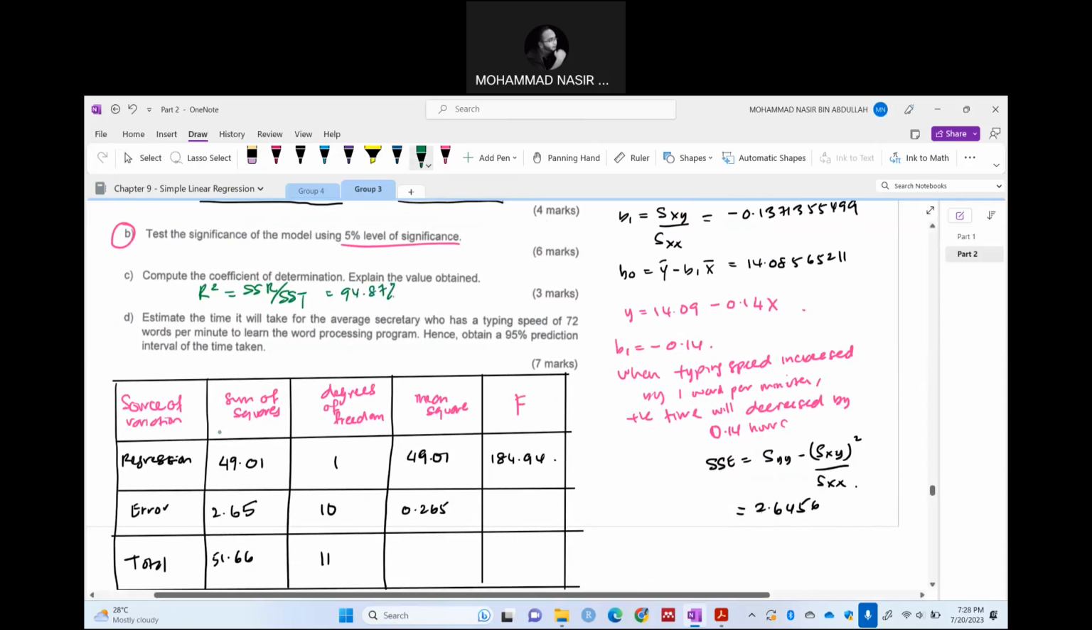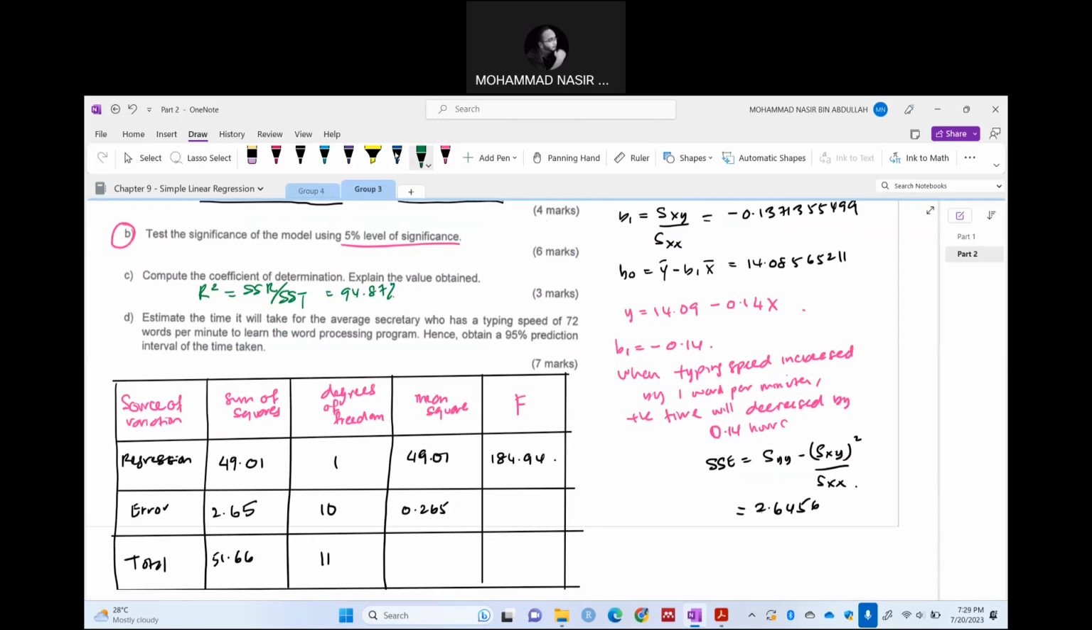There are 94.87% of the total variation in time can be explained by typing speed. Y is time, right? Can be explained by x. X is typing speed. Okay.